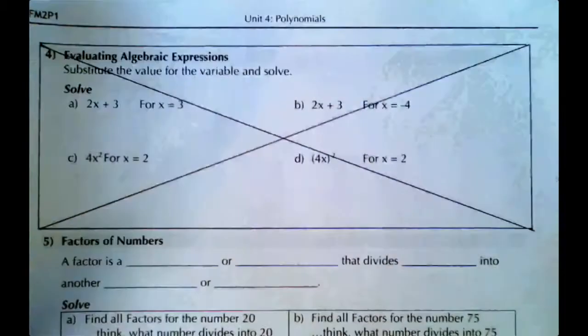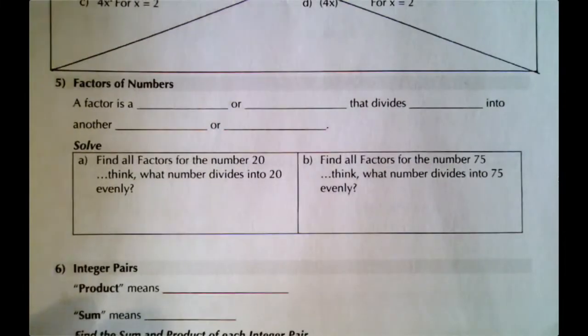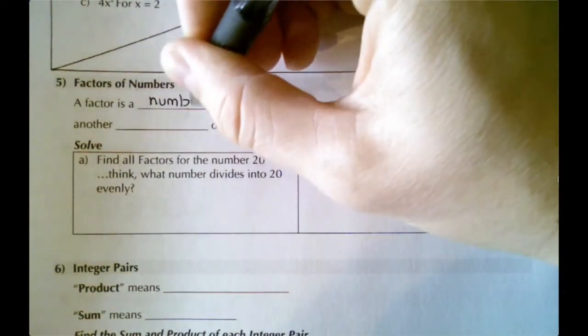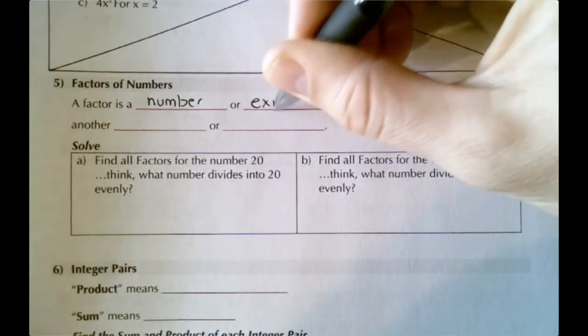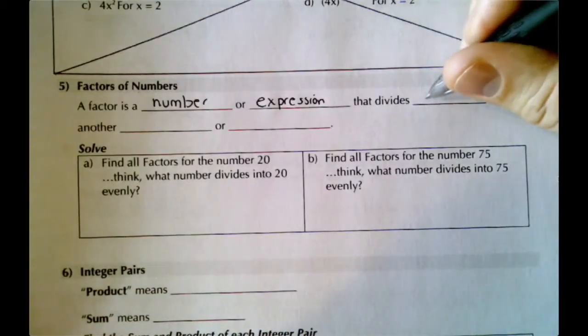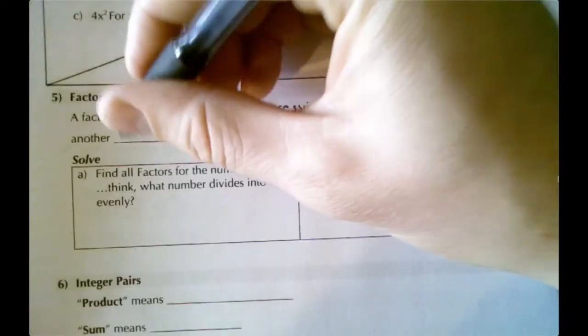So we're actually going to move past number 4 and we're going to go right into number 5. Number 5 talks about factors. And we need to review what is a factor. Well, a factor is a number or expression that divides evenly into another number or expression.